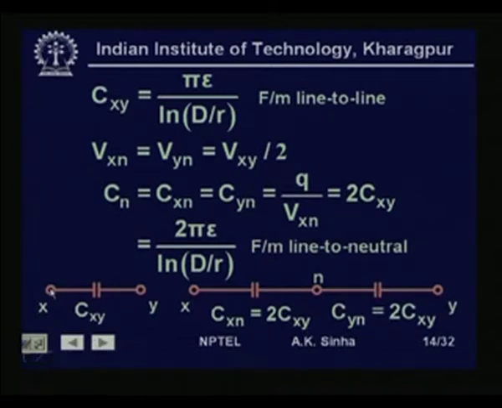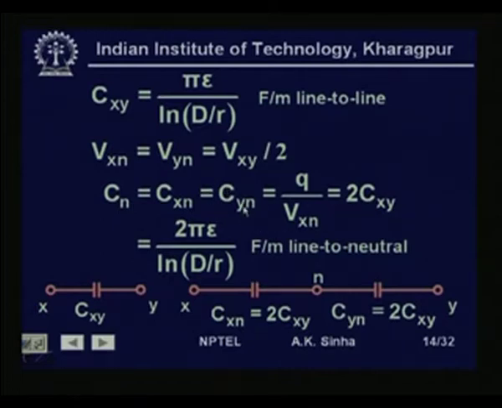As we can see here, between x and y we have a capacitance Cxy, and if we have taken the neutral at the center, then we have now capacitance Cxn between x and n, and capacitance Cyn between n and y, and these capacitances will be equal to 2 times the capacitance between x and y, because they are in series. So, 2Cxy and 2Cxy in series will give me Cxy.